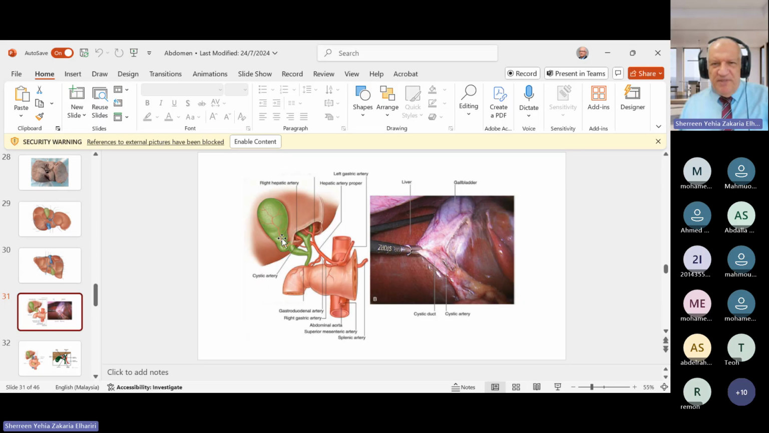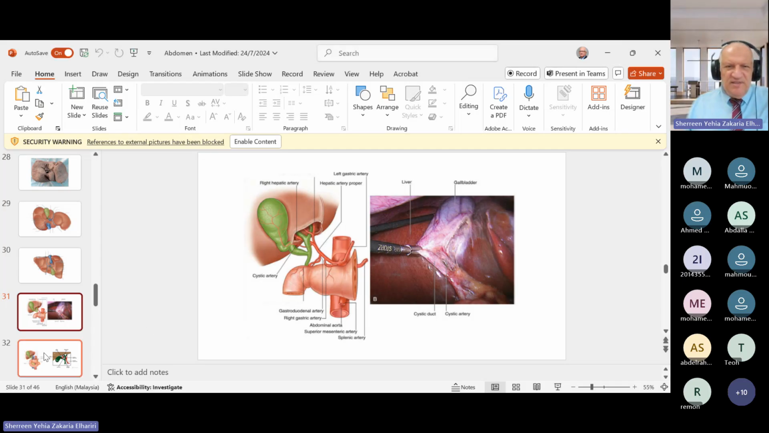This is a laparoscopic picture. We ask you again, Dr. Abdurrahman, in cholecystectomy, we ligate the cystic artery. What does the cystic artery arise from? Anyone? Common hepatic? Common hepatic or right hepatic? Right hepatic artery. Okay, and the right hepatic artery is from the hepatic artery from the celiac trunk.